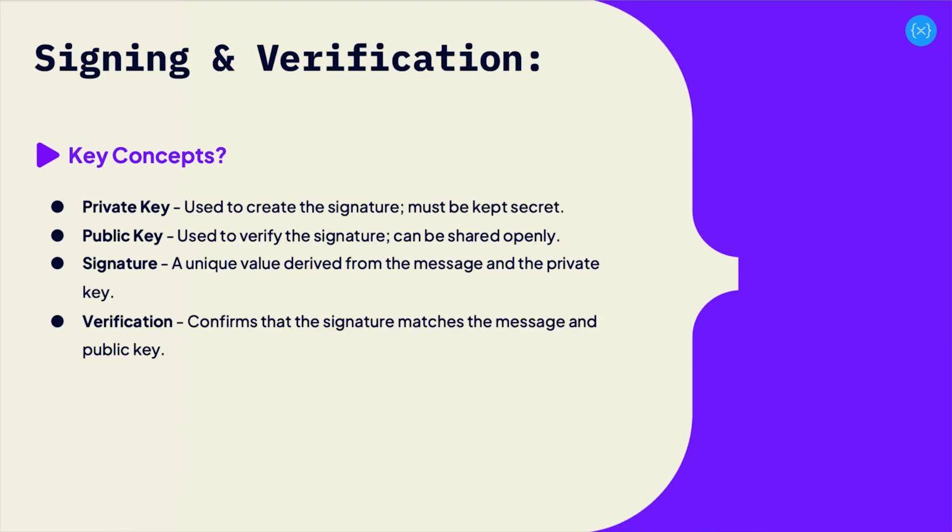Some of the key concepts: the private key is used to create the signature and should be kept secret. The public key is used to verify the message and can be shared. And then the signature is a unique value derived from the message and the private key. And the verification step confirms that the signature matches the message and the public key.